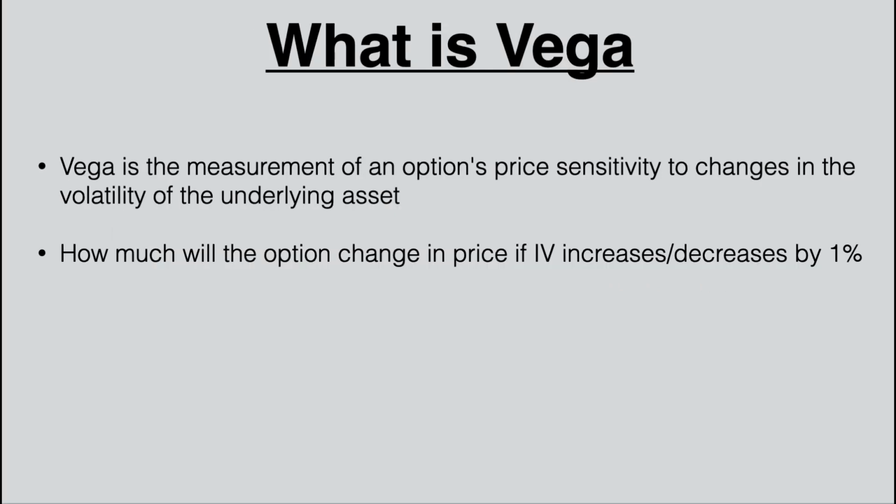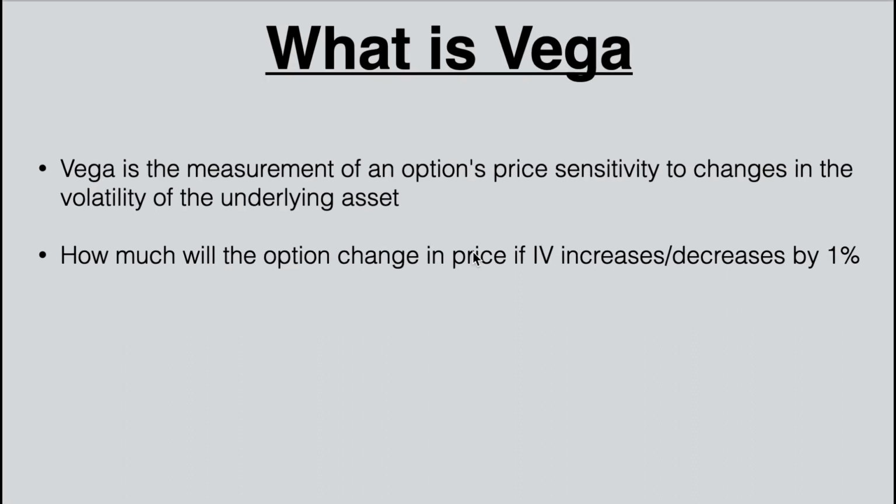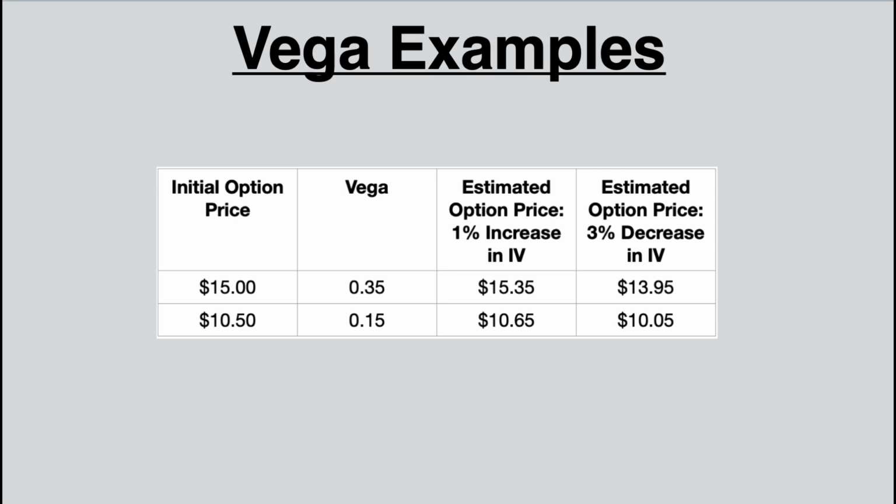So the next Greek is Vega. What Vega is, it's a measurement of an option's price sensitivity to changes in the implied volatility of the underlying asset. So basically what that means is how much the option price is going to change if implied volatility increases or decreases by 1%. As I mentioned in the previous video explaining options, option volatility is always changing. You should follow the VIX to get a sense of whether implied volatility is rising or dropping.